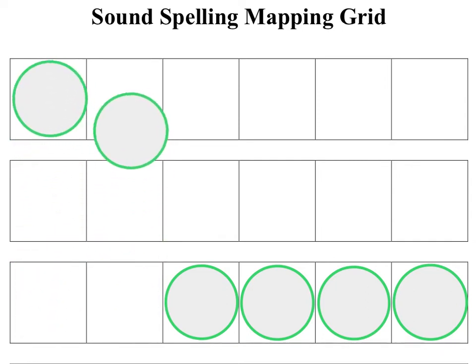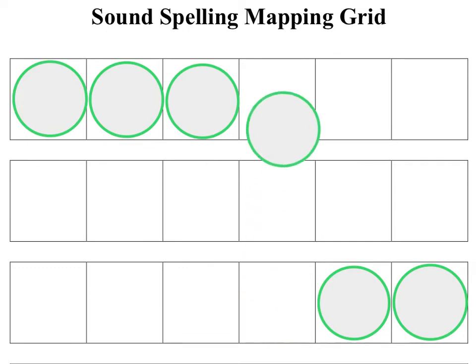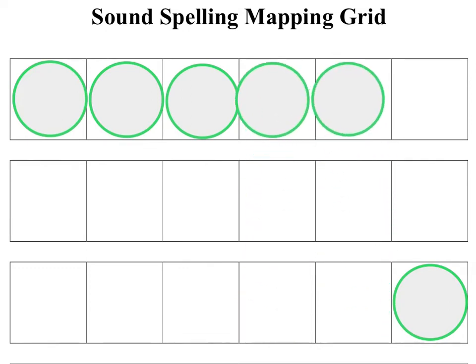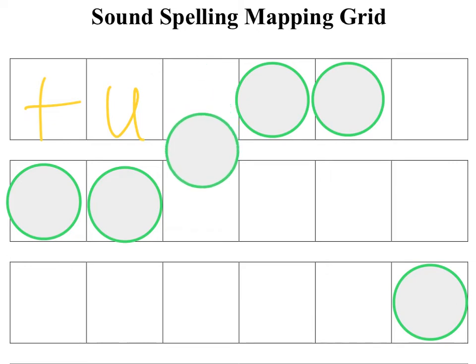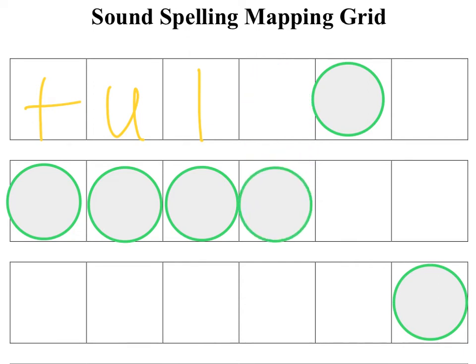T, U, L, I, P. Tulip. I'm going to bring down my sounds. T. What letter makes T? T. And I go to my next one. U. What letter makes U? Oh, it says its name. L. What letter makes L? L. I. What letter makes I? I and P. What letter makes P?